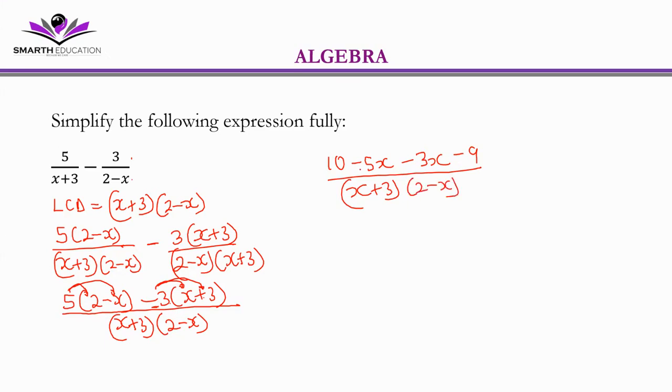Right, so negative 5x minus 3x is negative 8x. Then 10 minus 9 is 1. So we remain with 1 minus 8x over x plus 3 times 2 minus x. We have simplified our algebraic fractions.